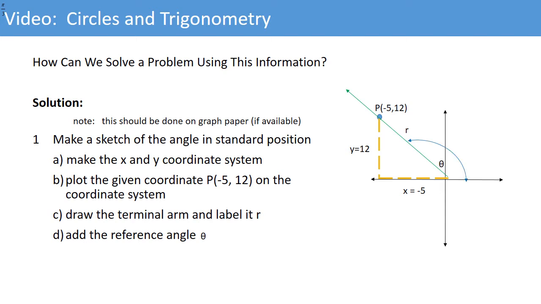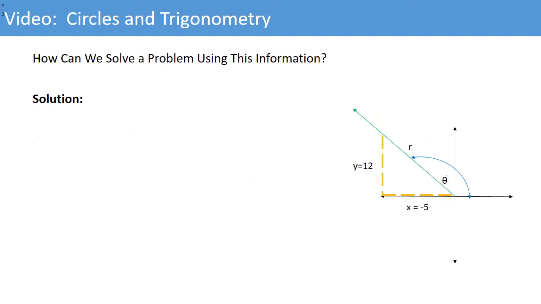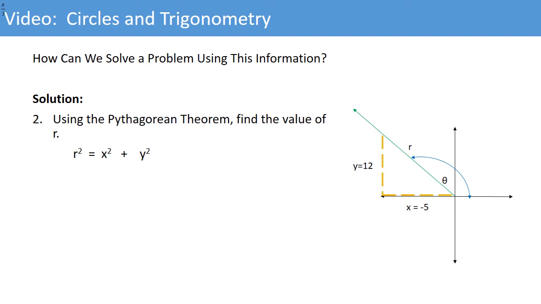Add the reference angle, theta. Now, use the Pythagorean theorem to find the value of R. Remember the formula, R squared is equal to X squared plus Y squared. R is the square root of X squared plus Y squared. R is the square root of negative 5 squared plus 12 squared, which equals 13.